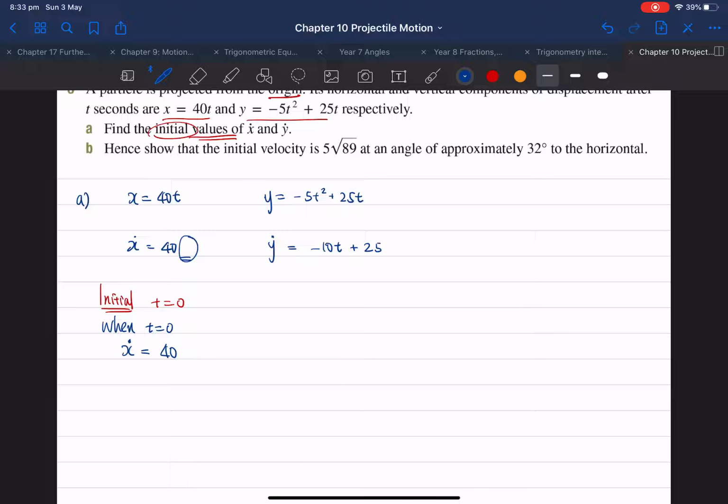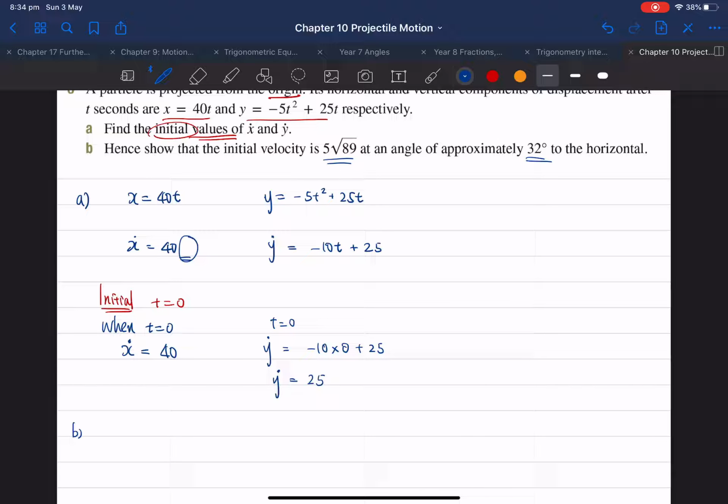X dot is 40. Now next is y dot. When t equals 0, y dot is negative 10 times 0 plus 25. And that gives you y dot equals 25. So that's the initial values of x dot, y dot. Now we can move on to question B. Hence, show that the initial velocity is equal to that number there, and you're going to find approximately 32 degrees.